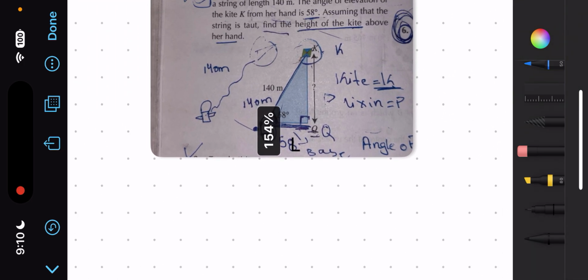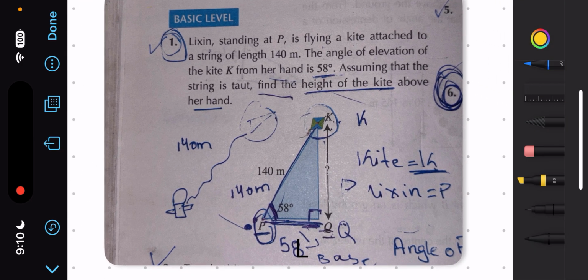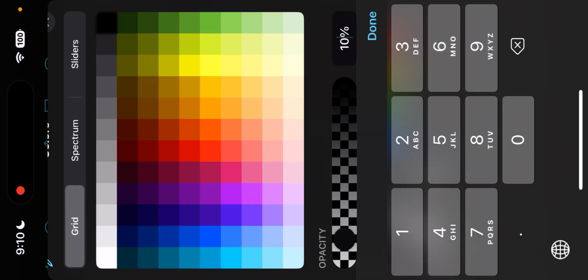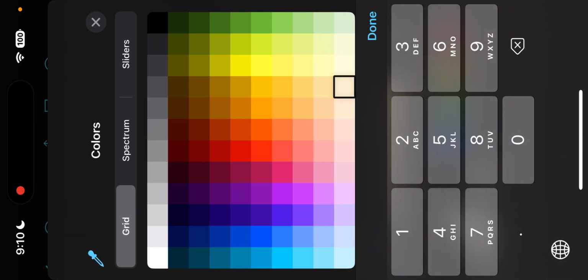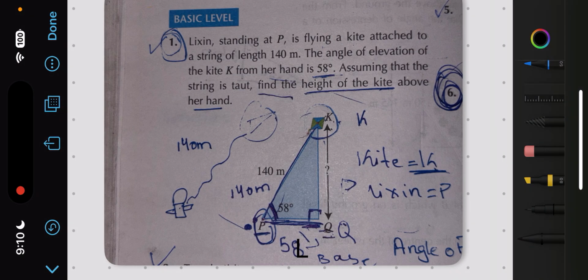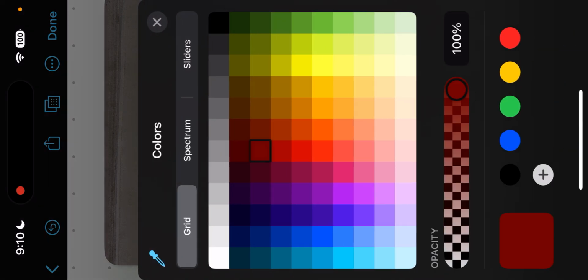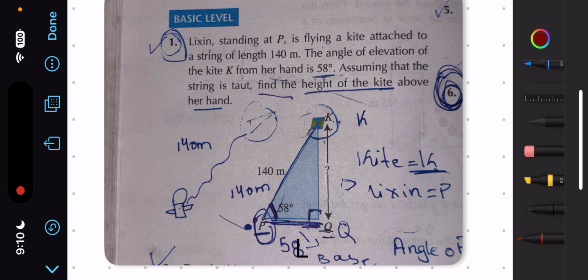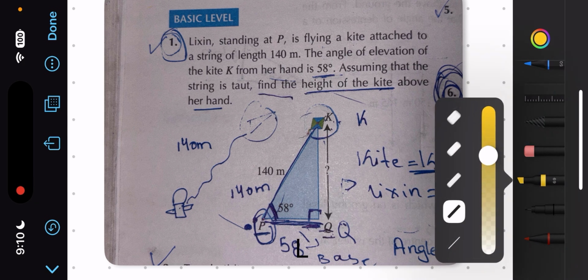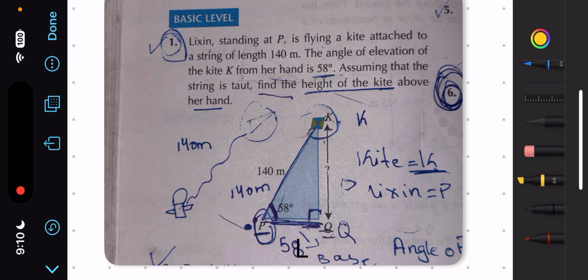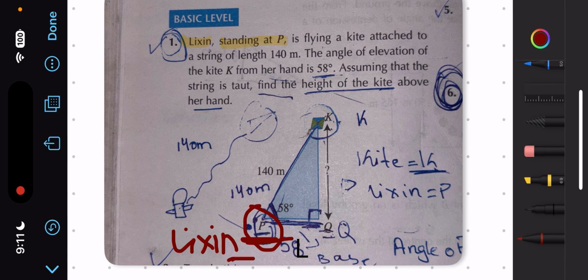Okay, let's read the question. The question states that Lixon is a person, and he or she is standing at P. Where is P? P is here. P means Lixon is standing here.